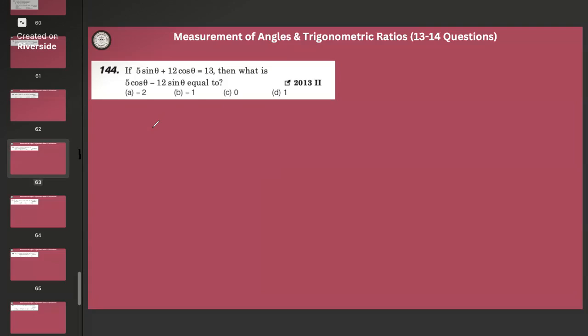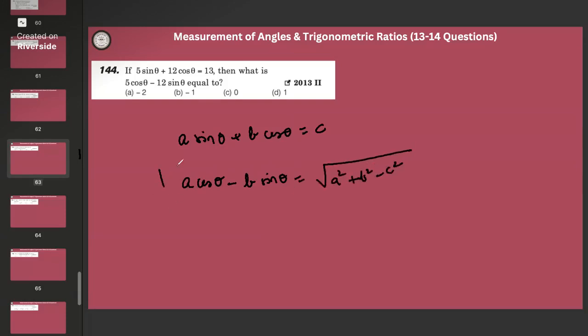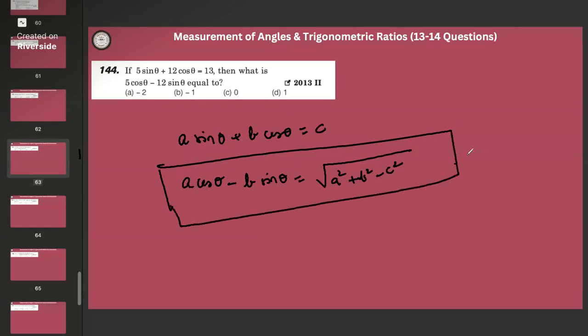I've shared you something. So this one also becomes like an identity. Right, Kishore? This one also becomes like an identity if it is given to you: A sine theta plus B cos theta is equal to C. Then the value of A cos theta minus B sine theta is equal to root under A square plus B square minus C square, right? This is all the formula is about.